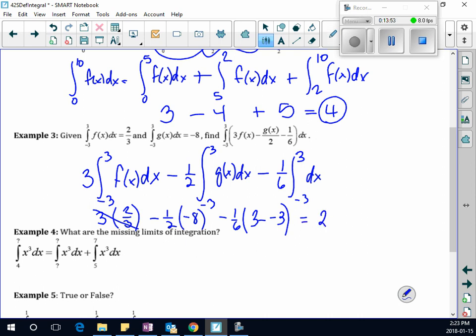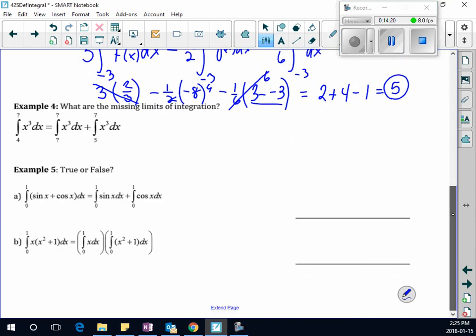The 2 and the 8 will cross cancel, and I'm left with a 4. And it's minus 1/2 times minus 8, so that's going to be a plus 4. And then 3 minus minus 3 will give me 6. And then 1/6 times 6 will cross cancel, and I'm left with minus 1. So this is 6 minus 1, which gives me 5.